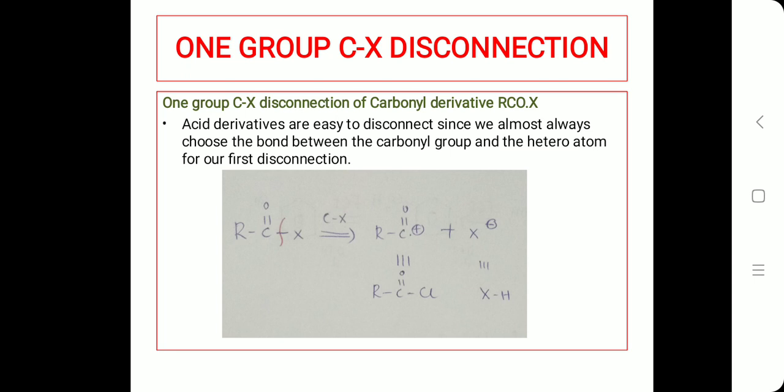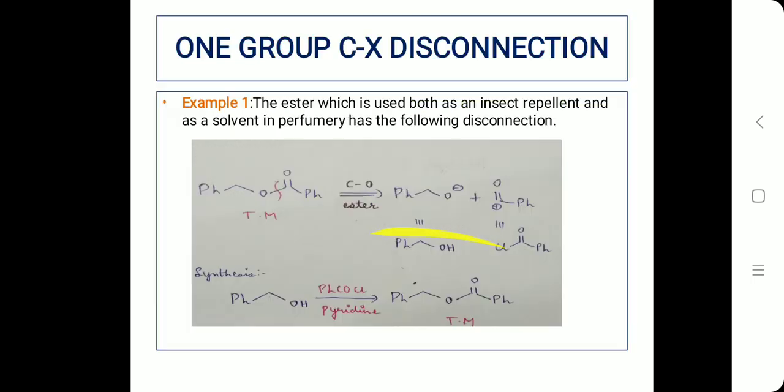The next step is writing the synthons. Here the synthons are the acyl cation and the X minus ion. The acyl cation is RC=O plus, and the suitable reagent for the cation is going to be the acyl chloride, RC=OCl. And for X minus, XH is the synthetic equivalent. Now next let us study some examples.